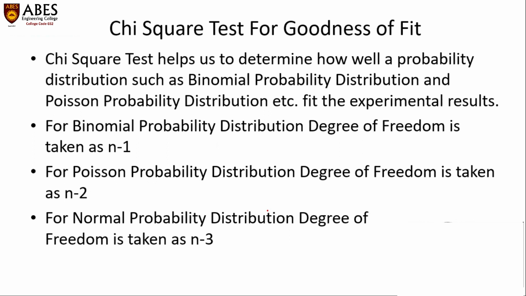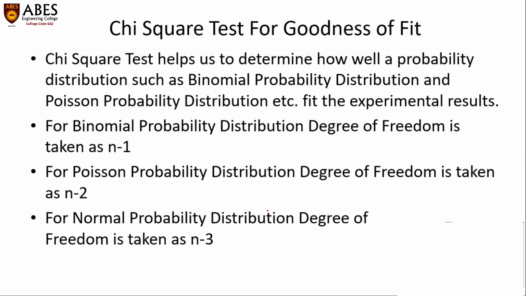For the purpose of applying chi-square test as a test of goodness of fit, the steps are going to remain the same. The things that we need to understand is, first, chi-square test as a goodness of fit is applied to determine how well a probability distribution such as binomial distribution, Poisson distribution, normal distribution, etc. fit the experimental results.